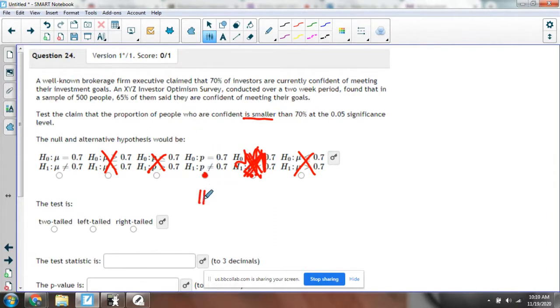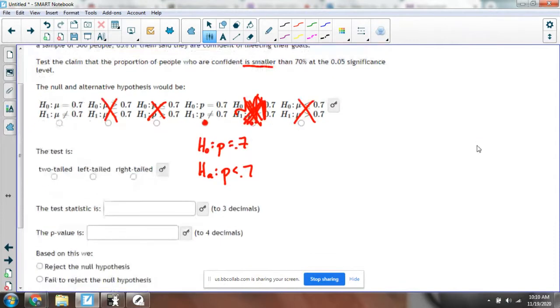So we want H null: p is equal to 70%. And the alternative is going to be p is less than 70%. Okay? So, since we're trying to show something is less than, that's going to be a left-tailed test.